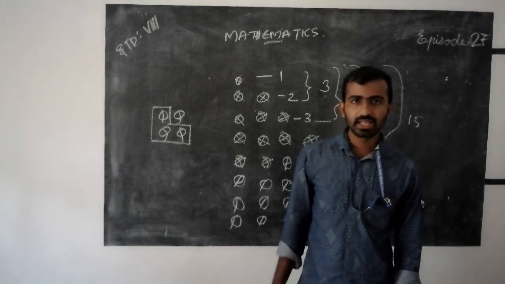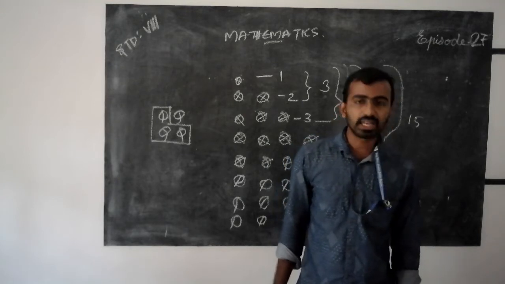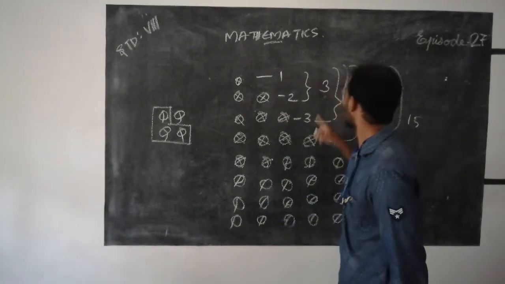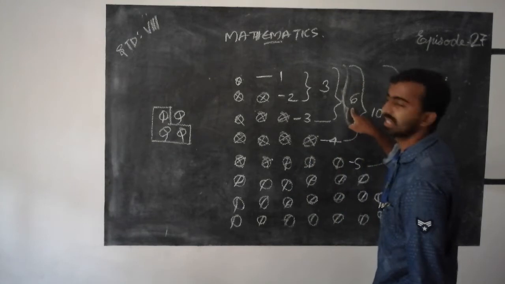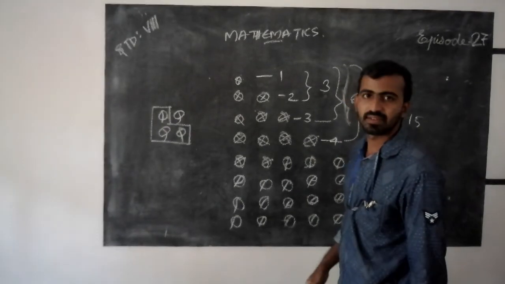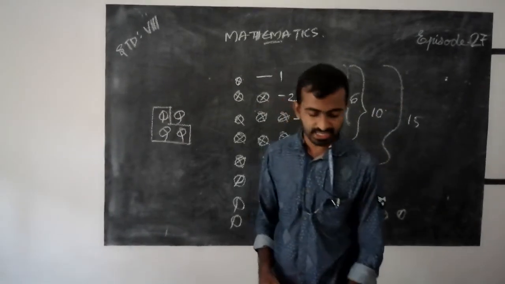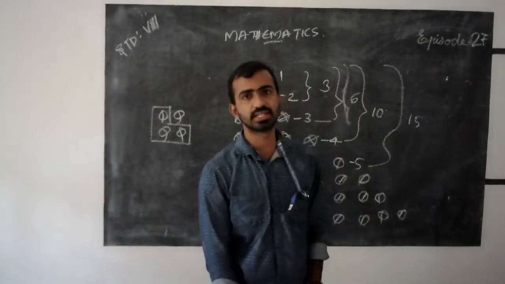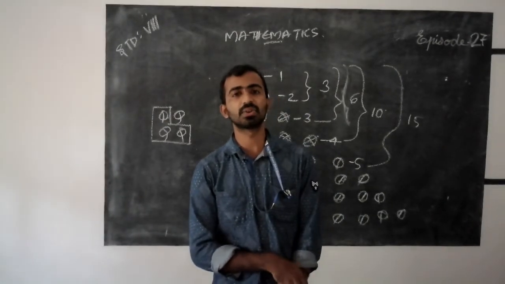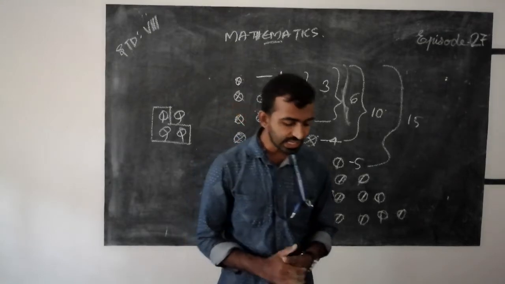And when we take the next, that is 3 plus 6, we get 9. That is, we get the answer as 3 square. Is it? 3 plus 6 equal to 9. That is 3 square.